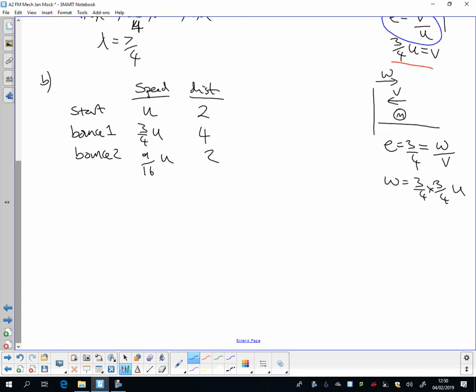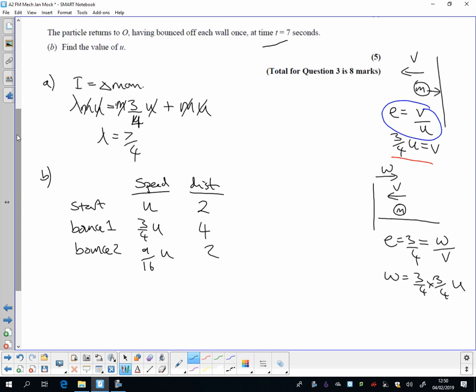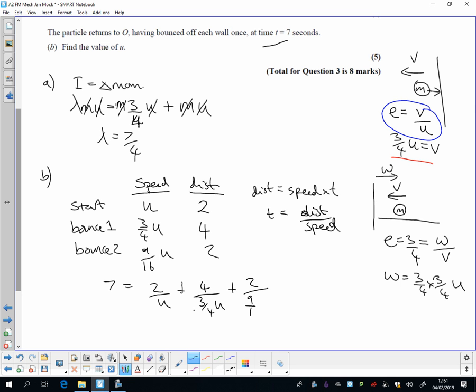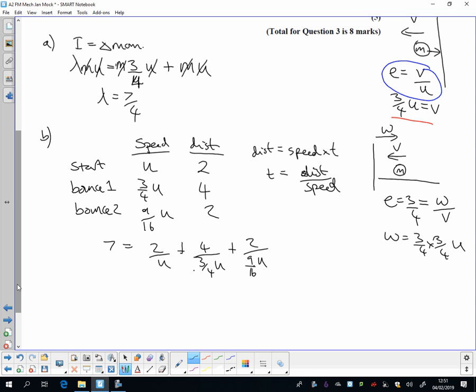Right, now we can combine all that, and we're trying to find the value of u. So remember, our distance travelled, our displacement, is going to be our speed times the time we travel at that for. So that means that time is our distance divided by our speed. And let's combine all that. So time is 7 seconds. Our first section, our distance is 2 and our speed is u. Then we do our second section, and then we do our third section. Okay, now we're just going to solve that for u, and you should be able to get to u is 14 over 9.